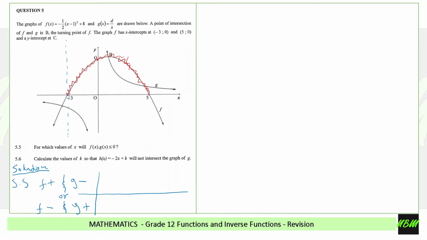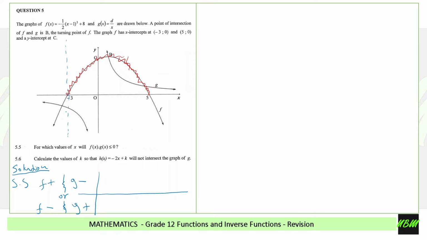The graph of g is negative on the left of the y-axis. You can see that on the left of the y-axis, that is where g is negative, but we want where g is negative and f is positive.